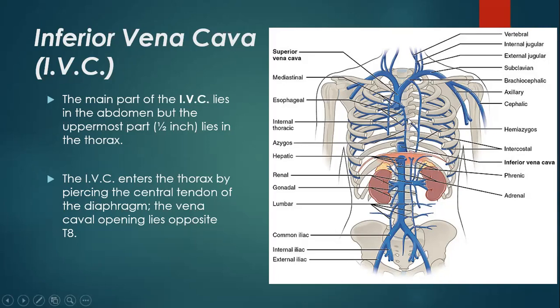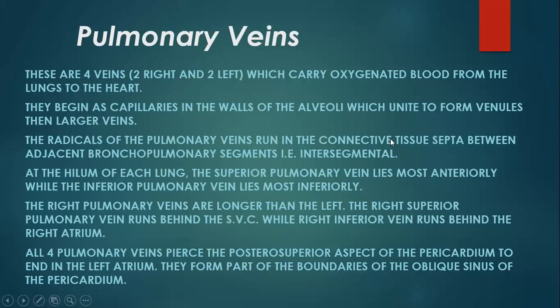Okay, from the thorax it will enter the abdomen. But the vein is coming from the abdomen to the thoracic region and it pierces the diaphragm at the level of T8. As soon as it pierces the diaphragm at T8, it goes just half an inch, then it opens into the right atrium of the heart.